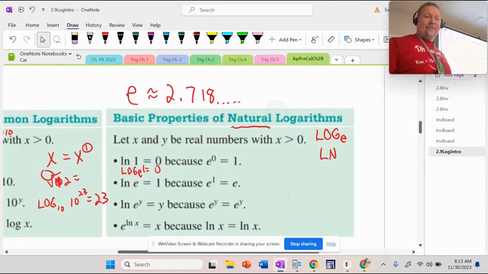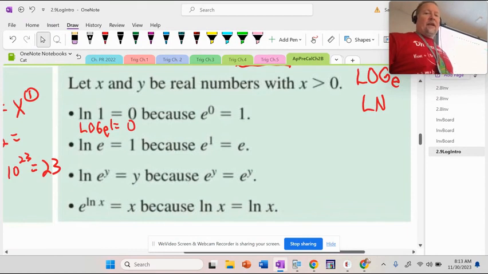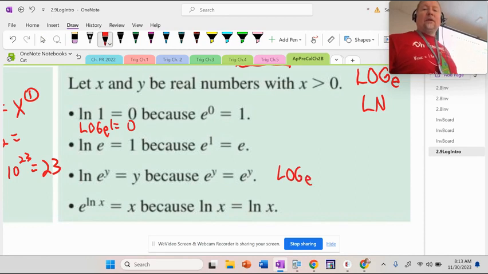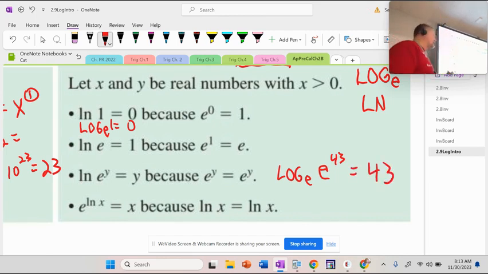All right. And then ln of e equals 1 because e to the first equals e. Ln of e to the y, that's because I don't care what I raise e to. e to the 43rd power. Log base e of e to the 43rd is 43, because e to the 43rd equals e to the 43rd when I rewrite it as an exponent. We can see that right here, e to the y equals e to the y.